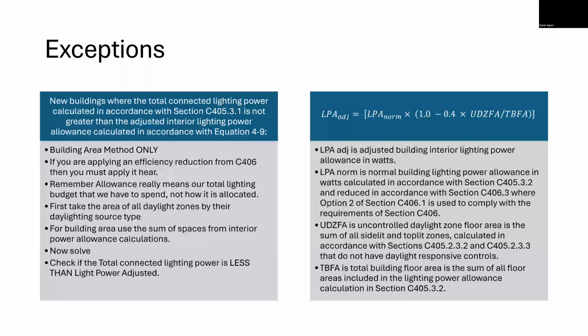So you have to basically go through the checks: am I building area method? And if I'm doing this compliance, do this. And then if you get all the check marks, then you can solve the equation and see if you will get the benefit.